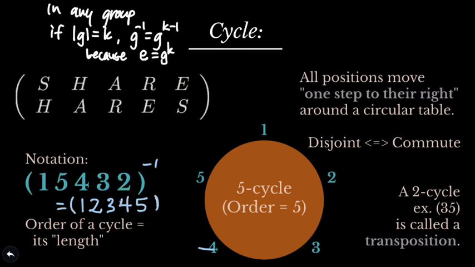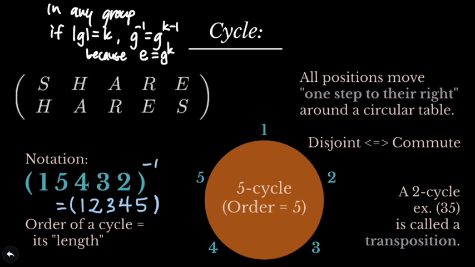So there's a quick way to read off the inverse of a cycle as well. Just read the cycle backwards from right to left instead of from left to right. Because now, again, the inverse is just taking 1 step to the left around this table, which again is going to have order 5. After all, we know that every element in a group and its inverse have the same order anyway. And so in particular, that's true for our cycles.